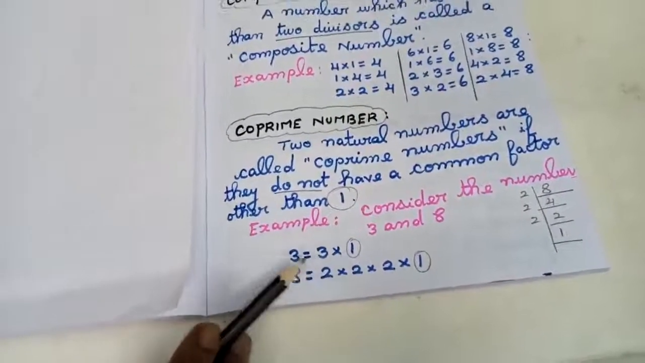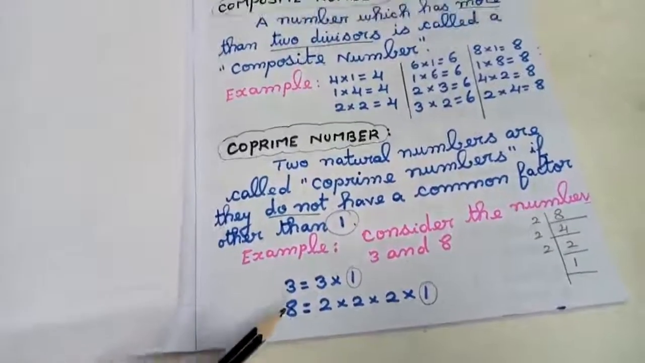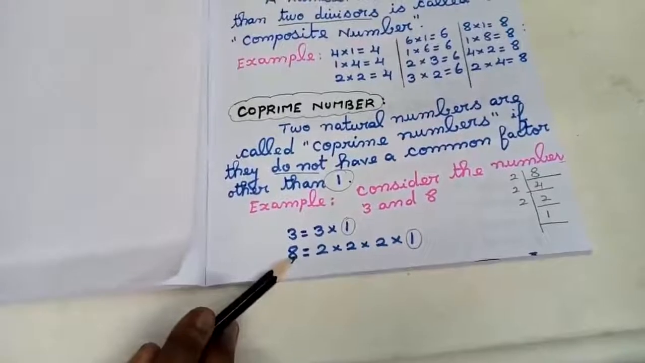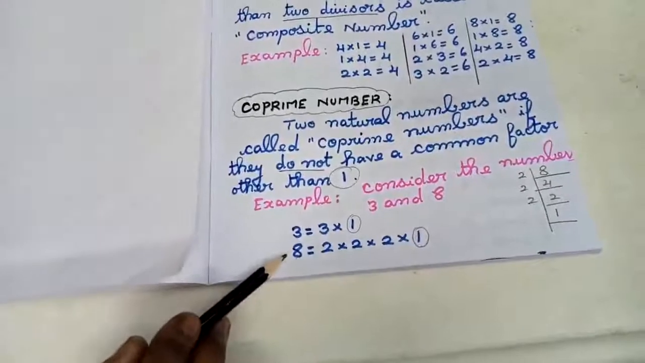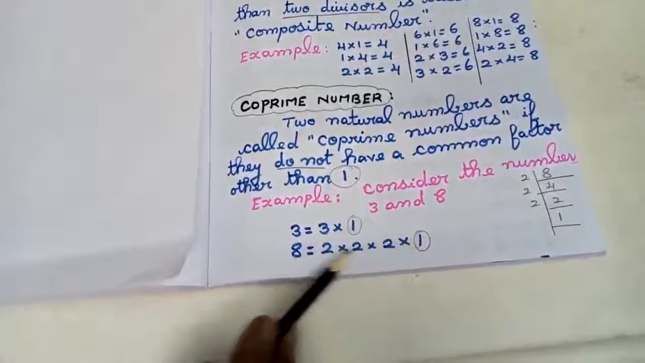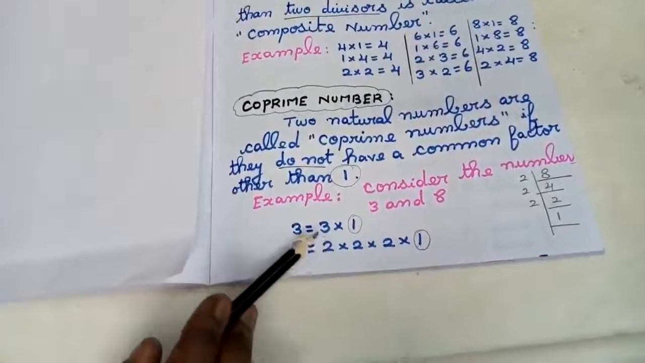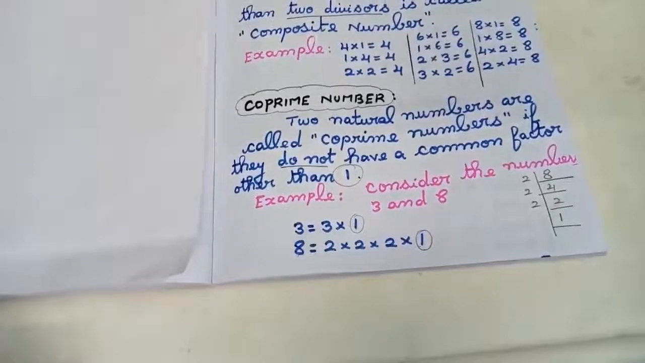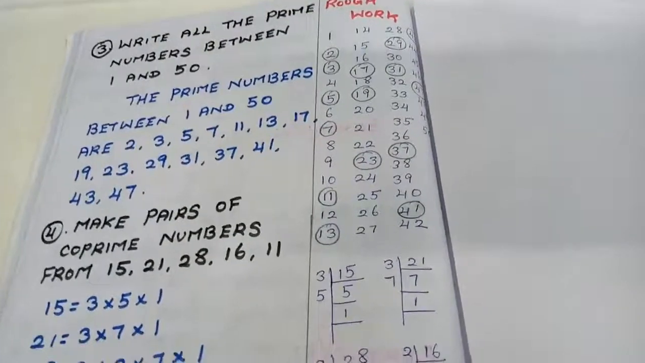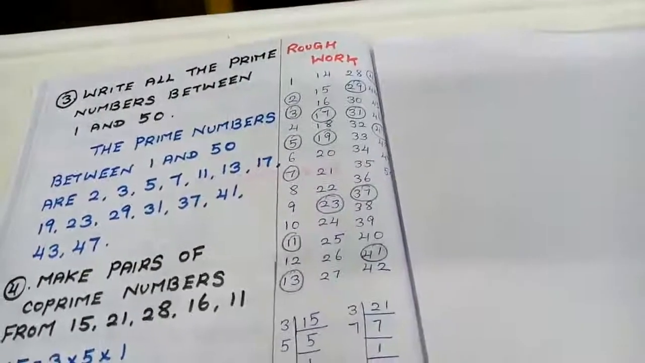No other number is common. So, this particular combination, 3 and 8, are called co-prime numbers. I'll be comparing two numbers. 3 and 8 are called co-prime because only 1 is common to both and no other number is common to both the values. So, using the concept of prime, composite and co-prime numbers, we are going to see sum number 3, students.